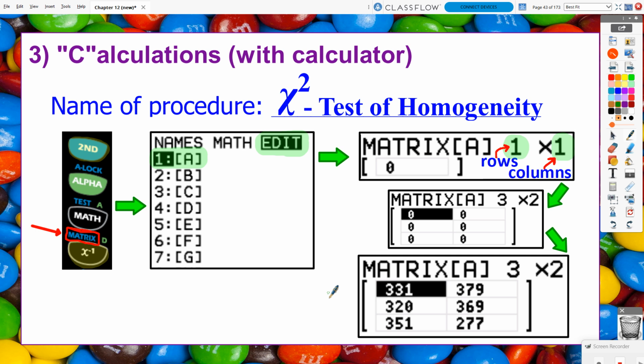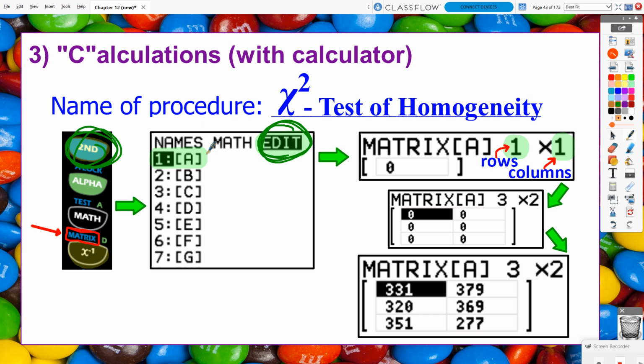A matrix is essentially like a multi-dimensional list. Instead of it just being one column, we can have multiple columns. And that combination of all those lists of data is essentially our matrix. So if you want to get to a matrix, you have to press the second button and then go down to what I would call the inverse button, this x to the -1. You'll see right above there it says matrix. Now we're going to want to scroll over to the edit part, and we're just going to put this into matrix A.